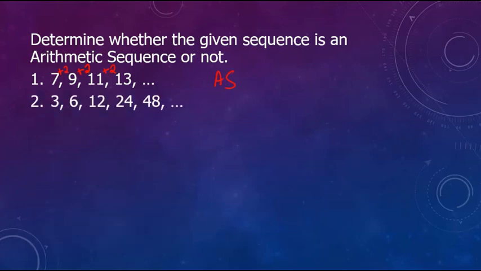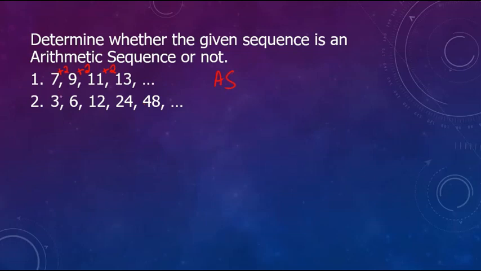Okay, next. We have 3, 6, 12, 24, 48. Again, observe how you can obtain the next term of this given sequence. You have 3 followed by 6. Pwede nating sabihin nag-add ng 3. Kaso, ang kasunod ni 6 ay 12. So, nag-add ng 6. Ang kasunod ni 12 ay 24. So, nag-add ng 12. Ang kasunod ni 24 ay 48, so nag-add ng 24.